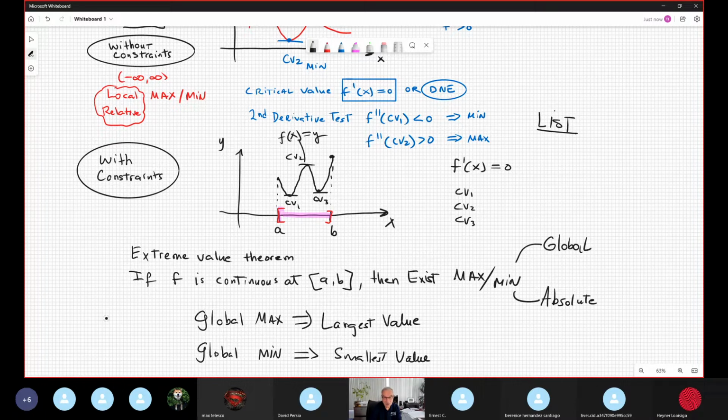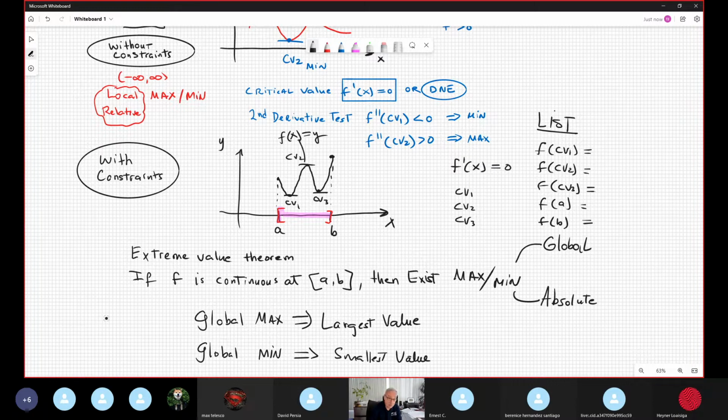You evaluate the critical points in the function: the function at critical value 1, the function at critical value 2, the function at critical value 3, and also at the endpoints, A and B. Then you select the largest value, which is the global max, and the smallest value, which is the global min.